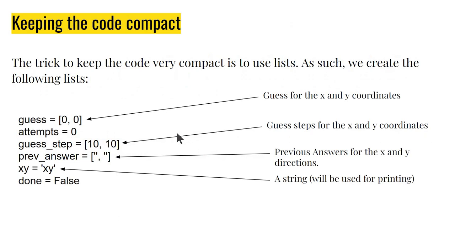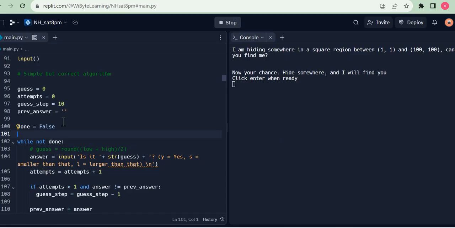And really the trick is to use lists because that makes the code really nice. So what we will do is we'll convert all the variables that we had into lists. For example, guess will again be two elements. Guess for X and Y coordinates. So first element is for X, second for Y. Guess step will be a list again. Previous answers will be a list. And I'll create one more string called XY. I'll use this for printing. We'll see later. So let's just go to a game and make these changes.